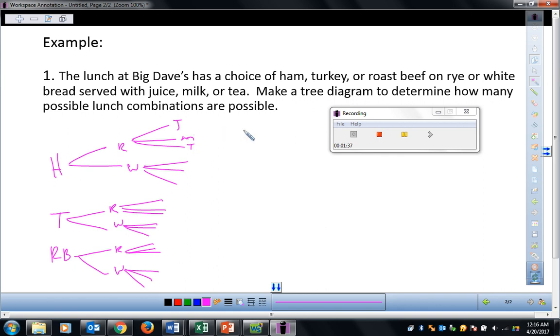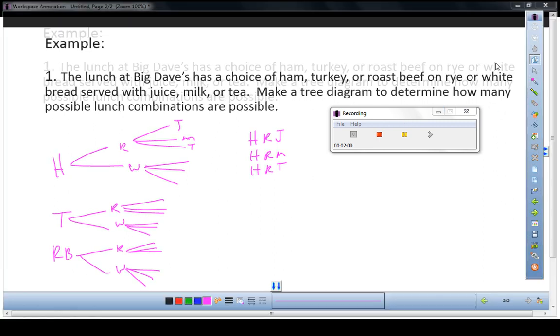So one possibility of a lunch combination is ham on rye with juice. We also have ham on rye with milk, ham on rye with tea, and so on. So if we wanted how many lunch combinations, we would add up all of these. So there are 3 here, 3 more here, that's 6, 3 more is 12, 3 more, and 3 more is 18 total. So 18 total possibilities here. That's what a tree diagram looks like.